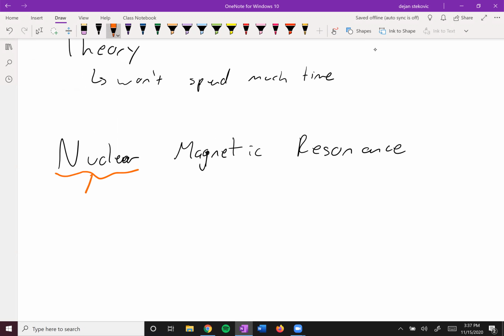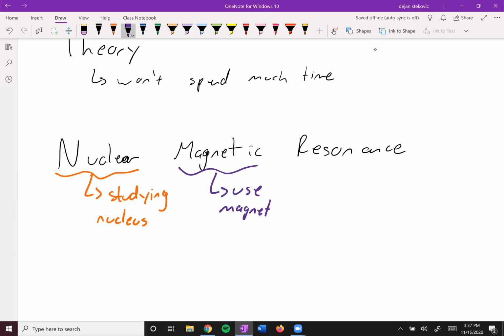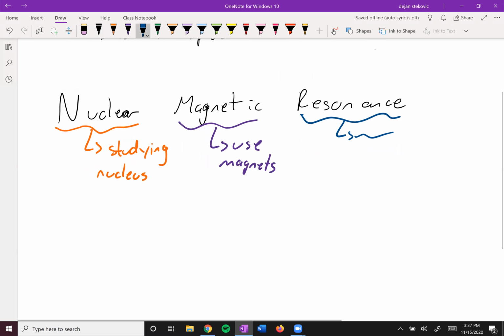And so the nuclear has not really much to do with nuclear chemistry. It's just because we're studying the nucleus of the atom. Magnetic, because we're going to use very strong superconducting magnets. And then resonance, this one's a little bit more tricky, but it's said that these nuclei are resonating between two states. But we won't really go into that one too much.